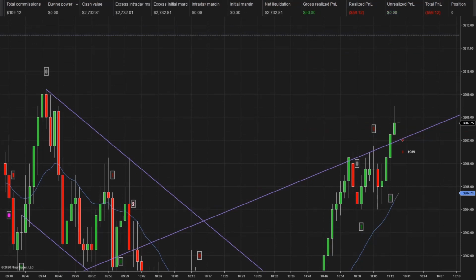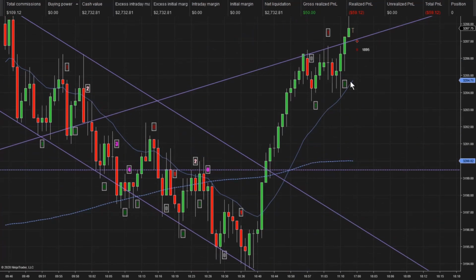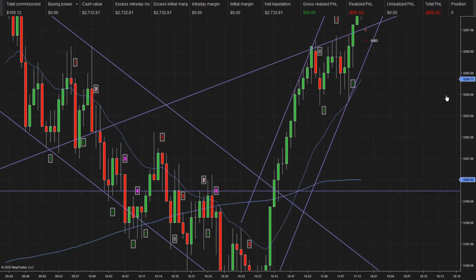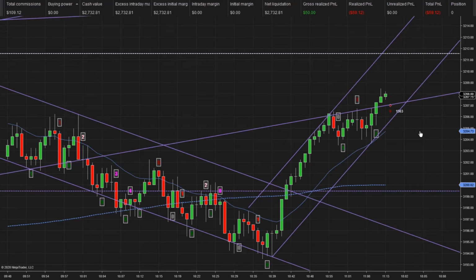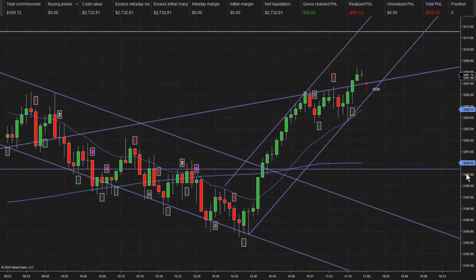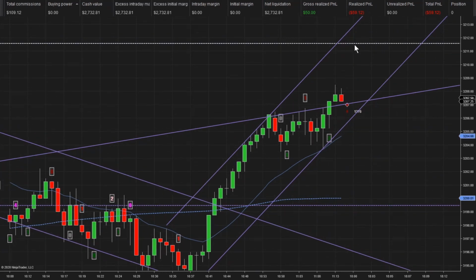And I got stopped out. But that's a two-legged pullback to the 20 EMA during a strong uptrend, as we see here. So now we can draw this tight channel. All right. I'm expecting this to hit.